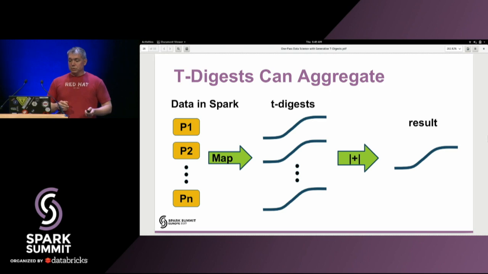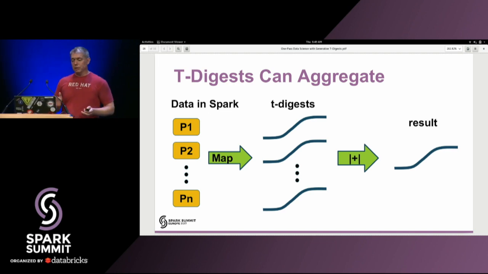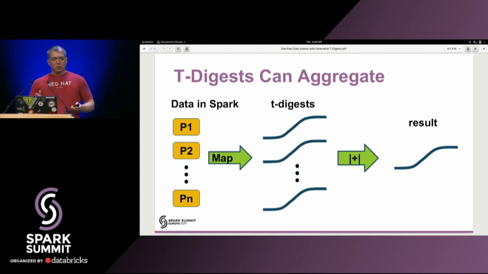The second hugely important property of these things is that you can also aggregate them. So if you have data in Spark, of course, it's sitting in different partitions. You can take a t-digest sketch of each partition in parallel, and when you're done, you can aggregate them to get a final t-digest result. So this, of course, is your classic scale-out parallelism model.